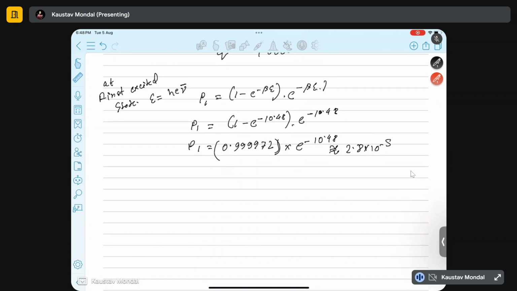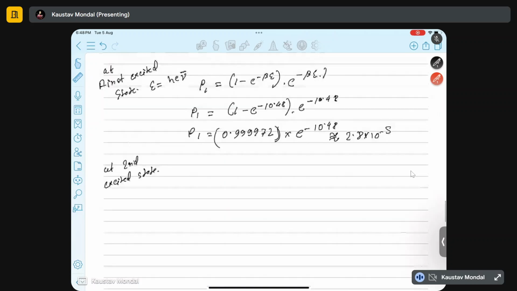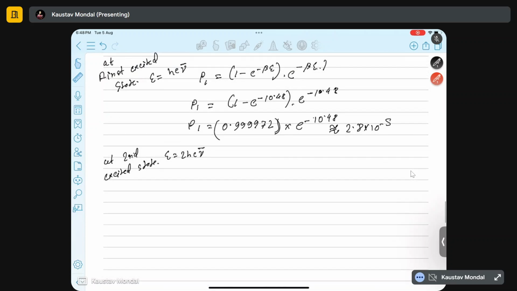Now similarly, if you calculate at the second excited state, while energy is simply 2 into 8c nu bar, P2 would be 1 minus e to the power minus beta epsilon into e to the power minus 2 beta epsilon. So for the second energy state, there should be a factor of 2 multiplied there.